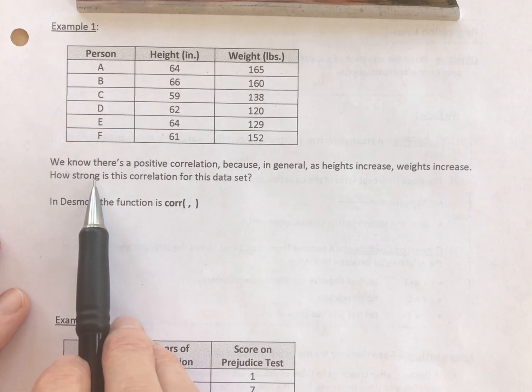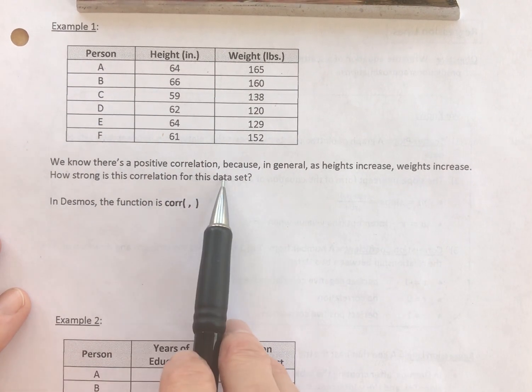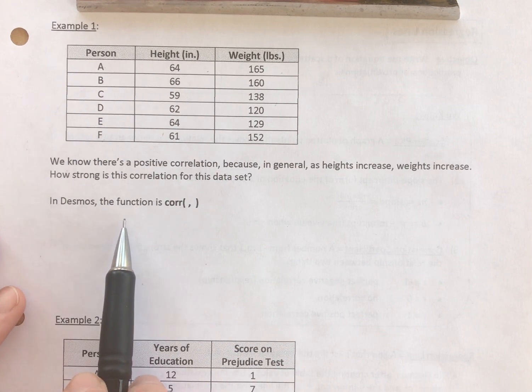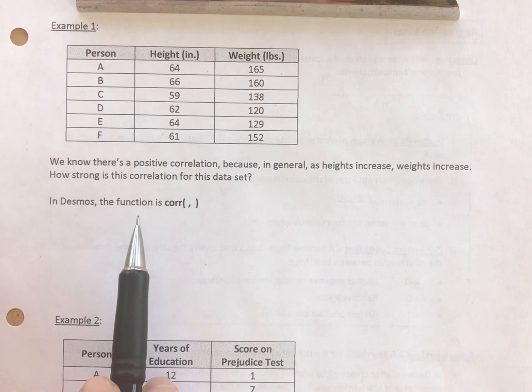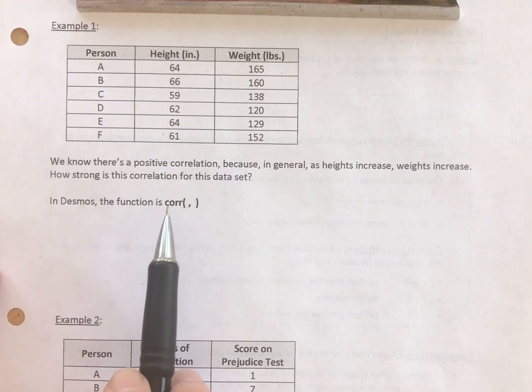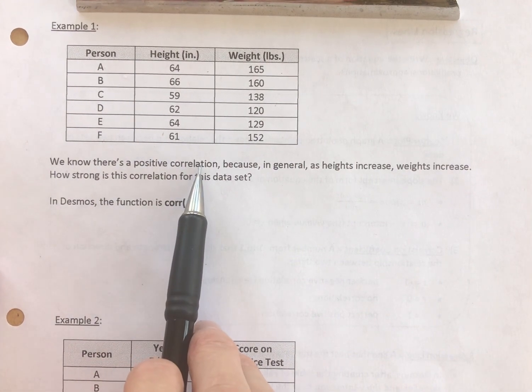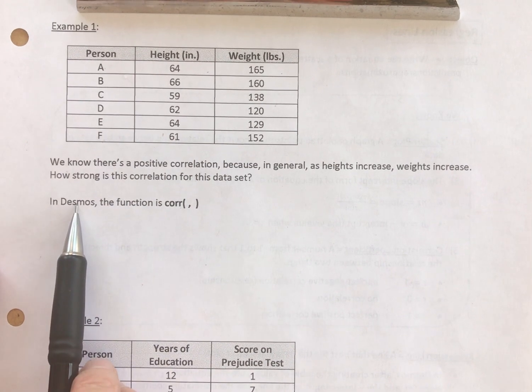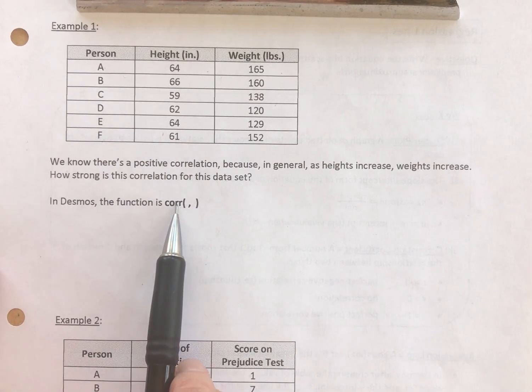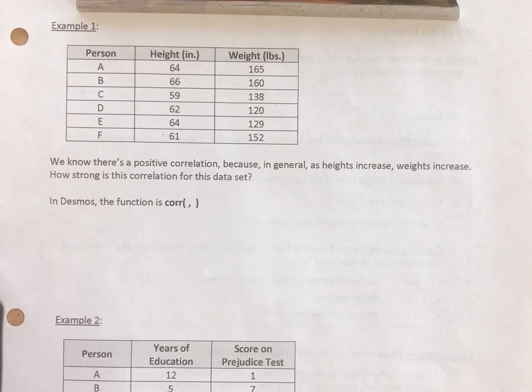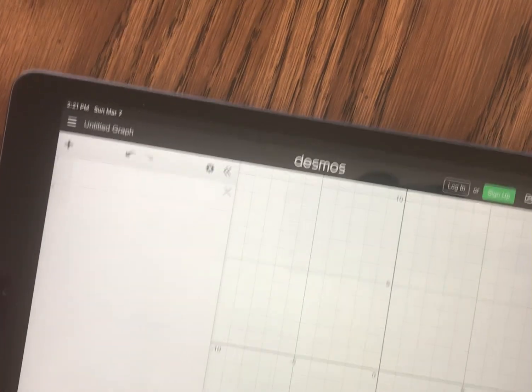Okay, the question I have here is how strong is the correlation for this data set? Is it perfect? Is it high? Is it low? Or is there no correlation? We know there's something, so it's probably going to be either perfect, high, or low. In Desmos, the function is called CORR, and that'll tell us the correlation's value, the correlation coefficient. Let's take a look at that.